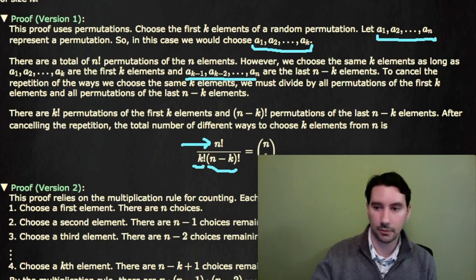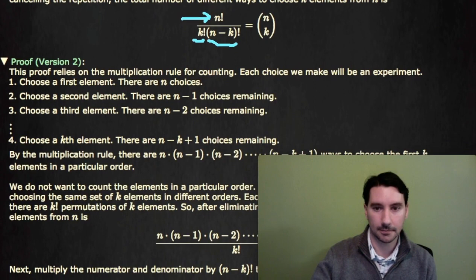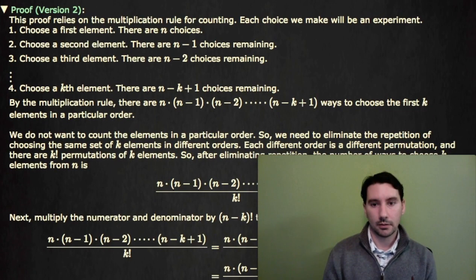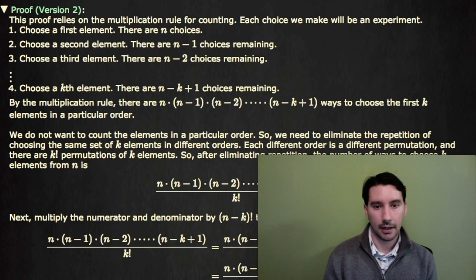So we're also going to do a proof using the multiplication rule for counting. That brings us to proof version 2. Each choice we make is going to be an experiment whenever we're choosing the k elements. We choose the first element, and we have n choices because there's n elements total. For the second element, there are only n minus 1 choices remaining. For the third element, there are n minus 2 choices remaining. You can continue doing this until you get to the kth element, and there's going to be n minus k plus 1 choices remaining.